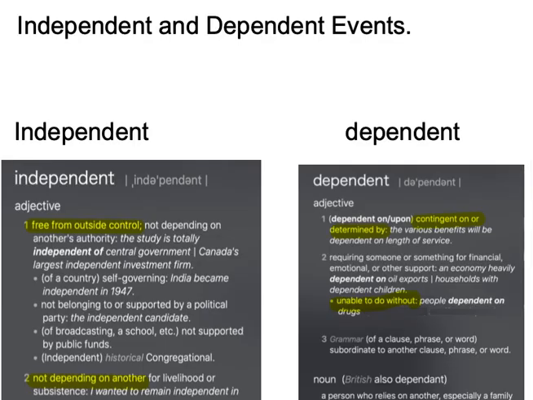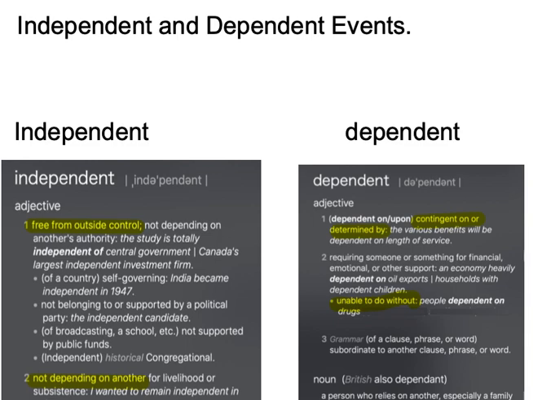First, with independent and dependent events, let's look at the definitions of these. Now, independent is an adjective. It's free from outside control, not depending on another's authority. And it gives a couple of examples there. If it's a country, it's self-governing. If it means not belonging to or supported by a political party. Anyway, free from outside control.